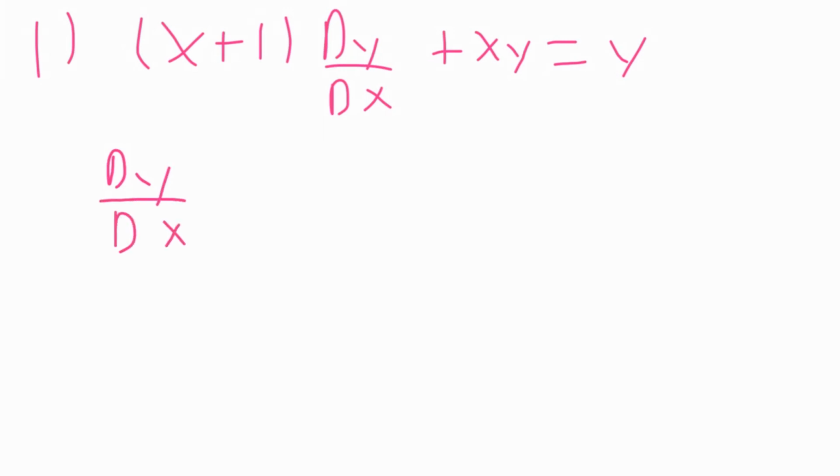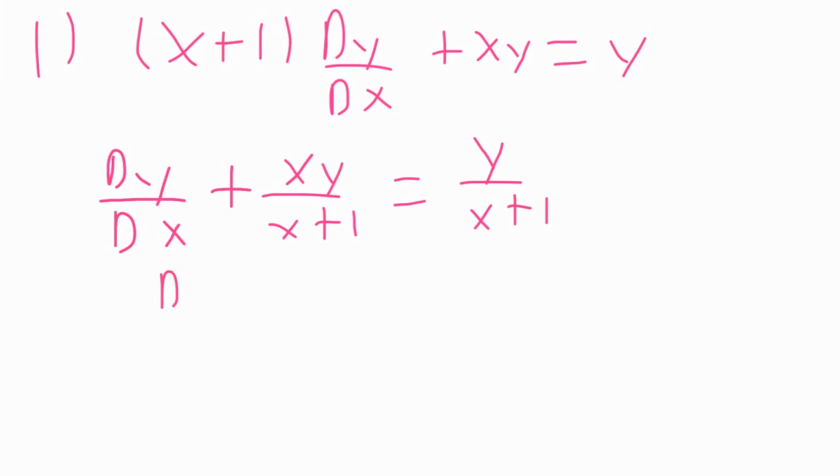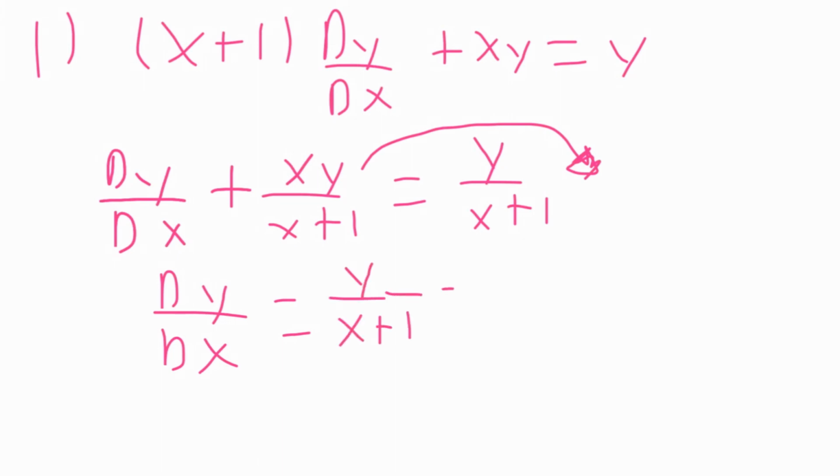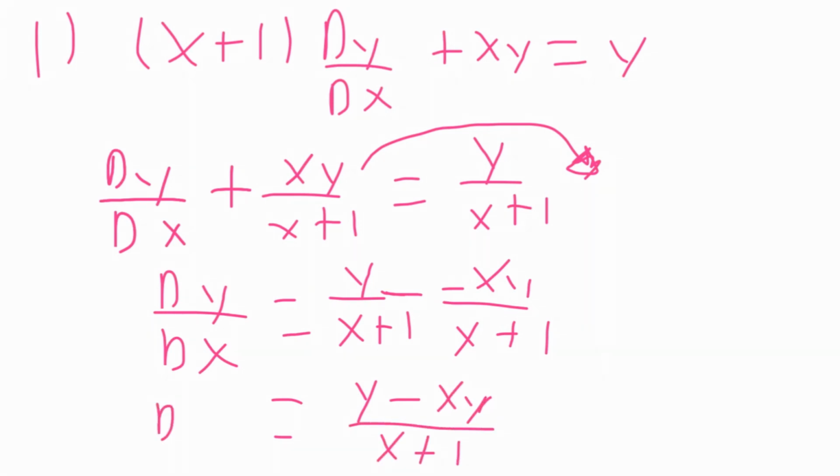We're going to divide by x plus 1, so we're going to have xy over x plus 1 equal to y over x plus 1. And now we can move xy over x plus 1 to the other side. So dy/dx is equal to y over x plus 1 minus xy over x plus 1. If you notice, this is the same denominator, so you can just make it into one fraction. And you have dy/dx is equal to this fraction.